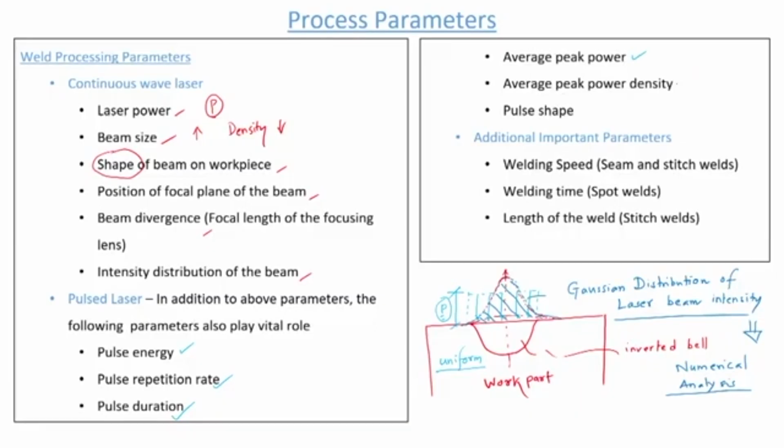Average peak power, then average peak power density, which is again a function of various other parameters. The shape of the pulse is also affecting. In general, we approximate the shape of the pulse as a rectangular shape, but in certain cases it has also been considered as a trapezoidal shape. The welding speed, the welding time, the spot in case of spot welds, and the length of the weld are design parameters as far as laser welding is concerned.